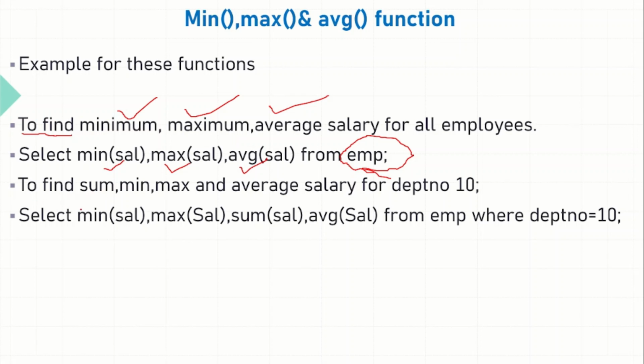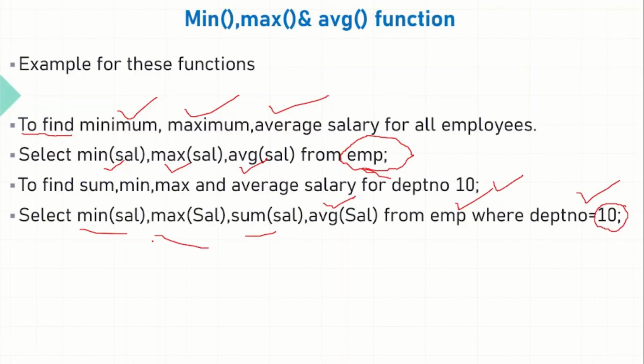Similarly, it says find the sum, min, max, average salary for department number 10. If I want to know for a particular department, it means I have decided on this group only. So it's simple: select min sal, max sal, sum sal, avg sal from this table for this department. I will be able to get that very easily. You can test it on your own.